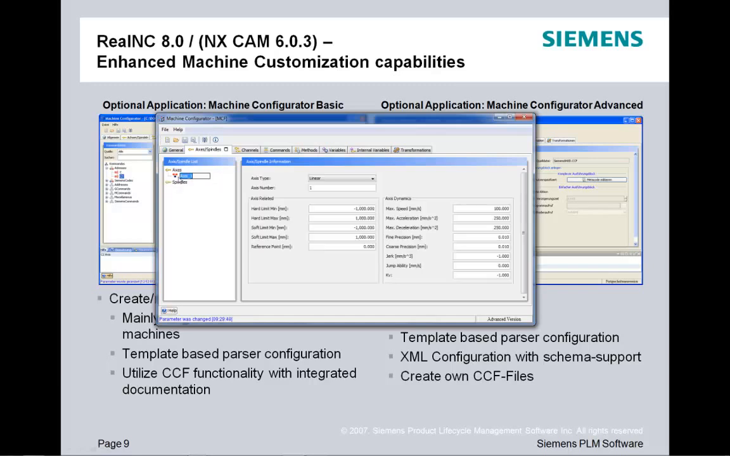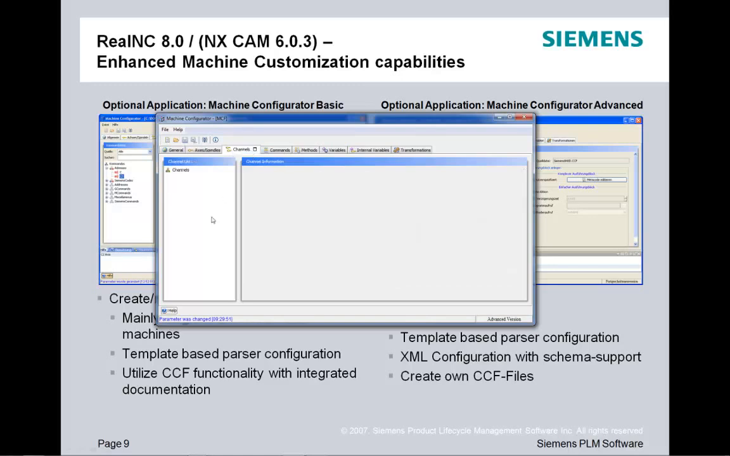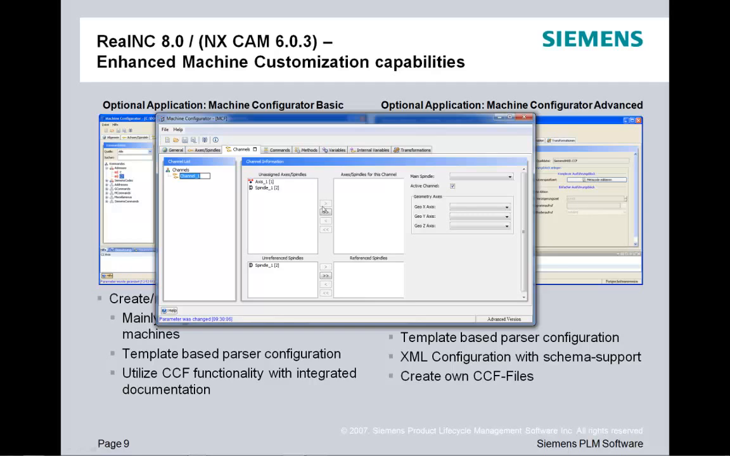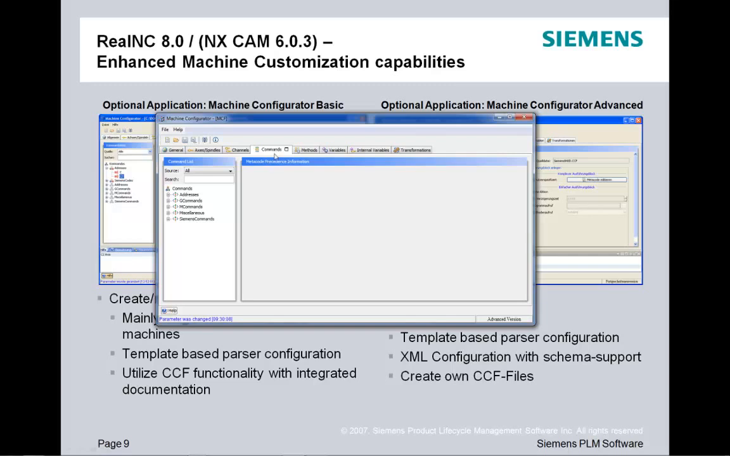The next tab of the machine configurator is related to axis and spindle configuration, so it allows you to create axes and spindles, define limits, and define the velocity and speed parameters for the time calculation and the motion calculation. It also allows you to define the channels, assign axes to the channels, and define in which channel you can use which axis.